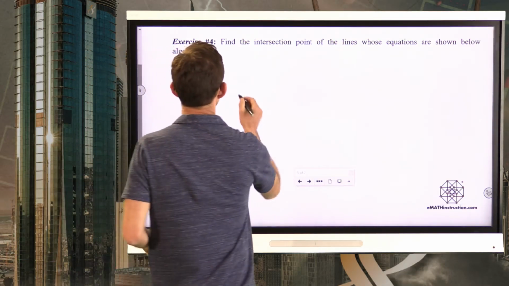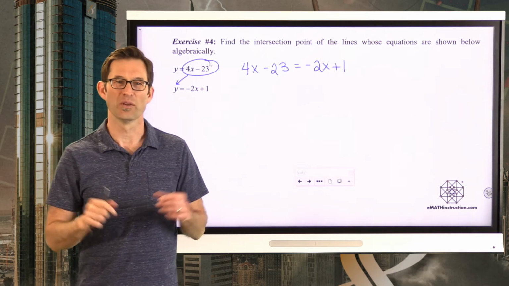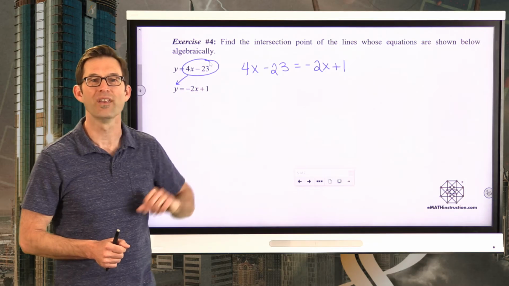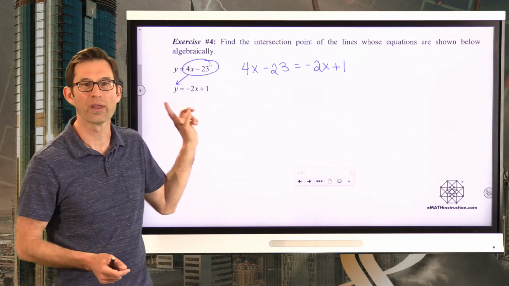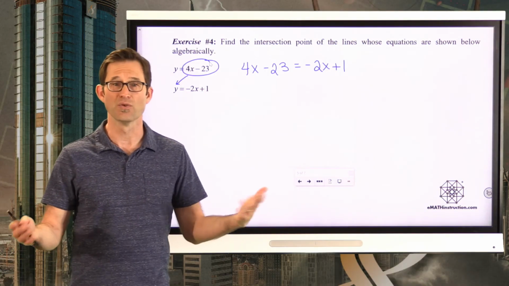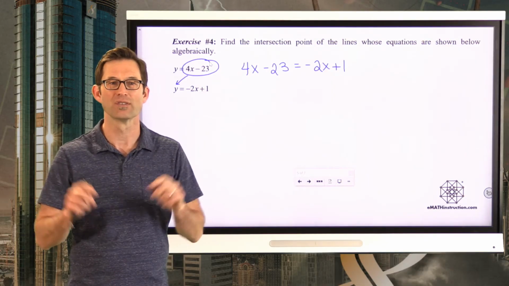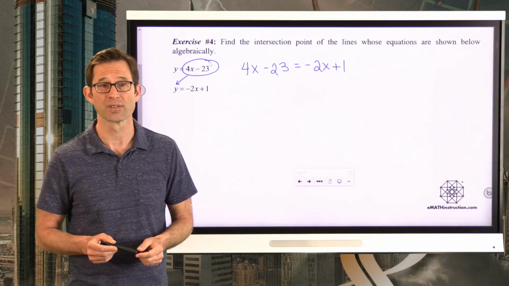Either way, when I do that substitution, and let me take this one and substitute it in for that y, it appears like I am setting the equations equal to each other. Do you know what I mean? Because I'm taking 4x minus 23 and I'm setting it equal to negative 2x plus 1. That's not really what I'm doing. What I'm really doing is taking 4x minus 23 and replacing y with it by using the substitution property of equality. But what it looks like visually is setting the equations equal to each other. Well, now that we've done that, why don't you go ahead and finish solving this system?